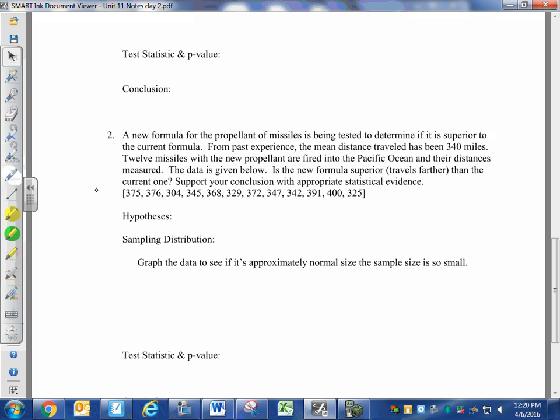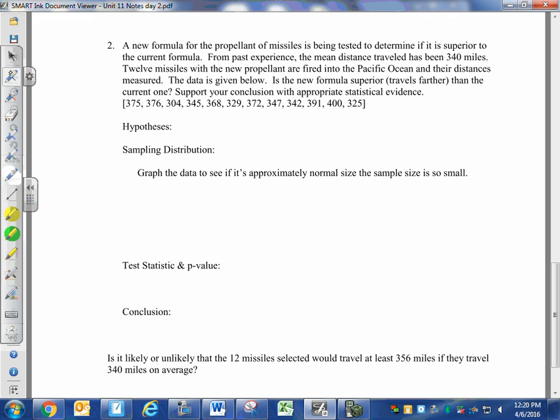Okay, next problem. Go to number 2. The new formula for the propellant of missiles is being tested to determine if it's superior to the current formula. From past experience, the mean distance traveled has been 340 miles. This is a claim. We think that the distance traveled for this propellant is 340 miles. 12 missiles from the new propellant are fired in the Pacific Ocean and their distances are measured. The data is given below. Is the new formula superior to the current one? Well, my alternative hypothesis is that hopefully it's going to be greater than this 340.